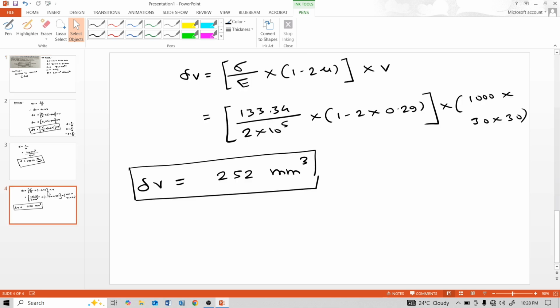And the original volume of this bar is 1000 into 30 into 30 mm cube. That means the original volume of this bar is 9 lakh mm cube and the change in volume is 252 mm cube. Thank you very much.